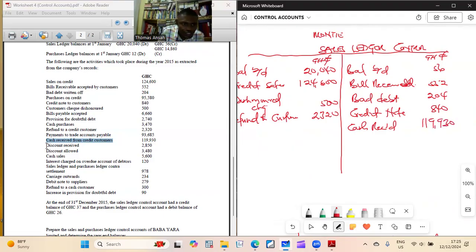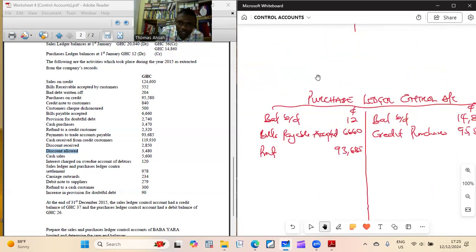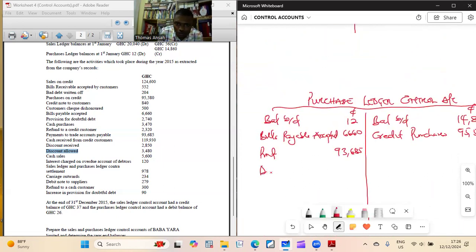119,930. Discount received and discount allowed. You know that the discount allowed should be in here, right? What is the allowed? The allowed is 3480. Then the discount received will be here, which is 2850. Cash sales, should we record it?